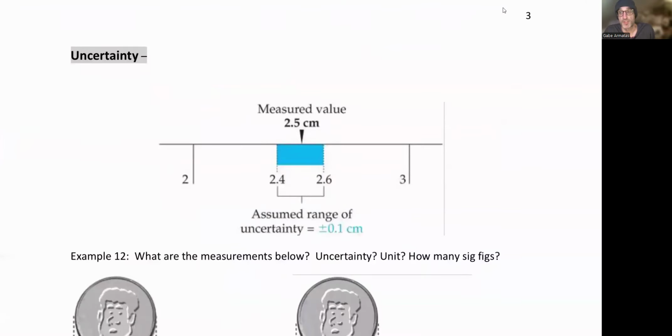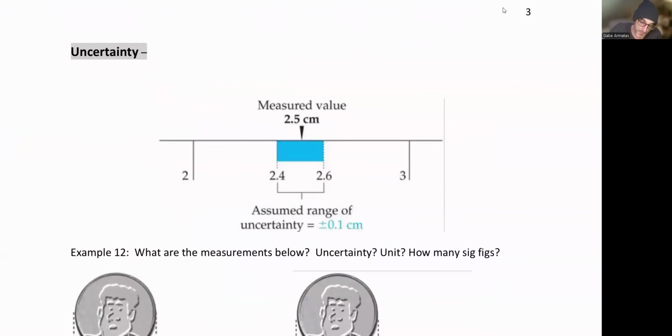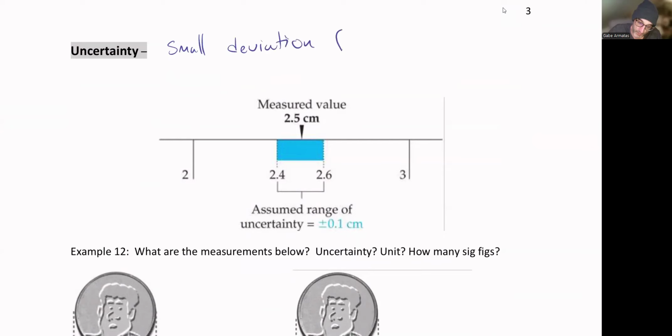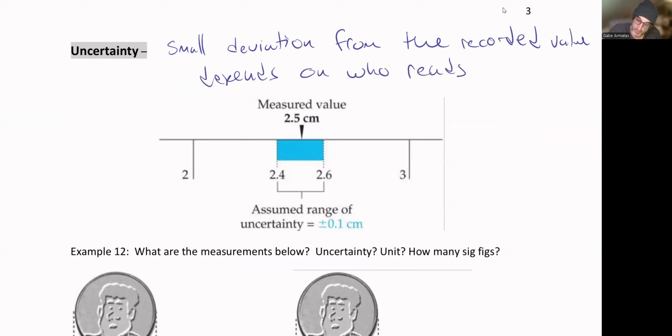Okay, that brings us to uncertainty. There is some small deviation from the recorded value, and the recorded value depends on who reads the measurement.